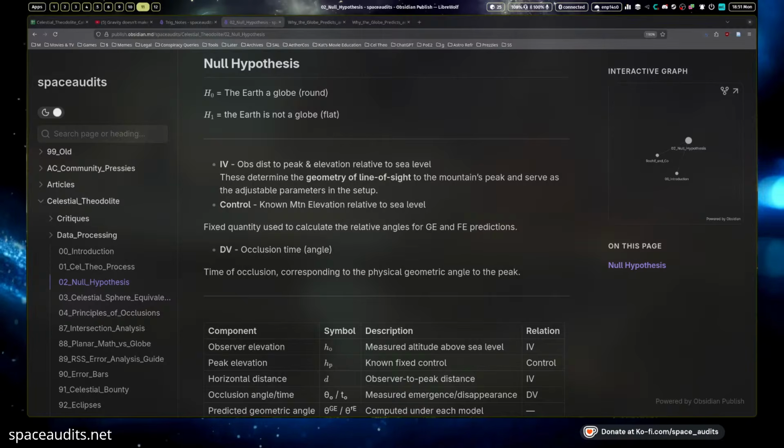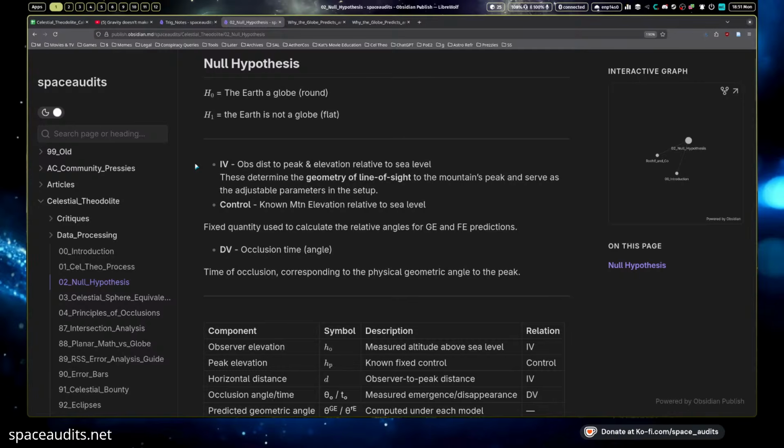For us, our independent variable is the distance and elevation to the peak relative to sea level. Our control is the known mountain elevation. And the dependent variable is the occlusion angle, the time of occlusion. So if you want to use our method or describe what we actually predict, you need a geometric alignment from star to peak to observer. The only way you could do that is by checking at the peak location or by adding the arc length back to see what it would be at that location.